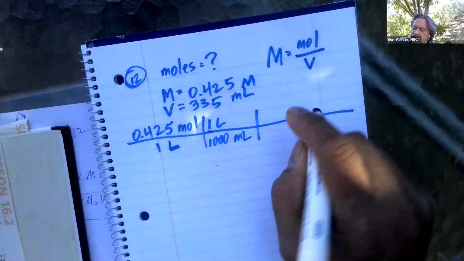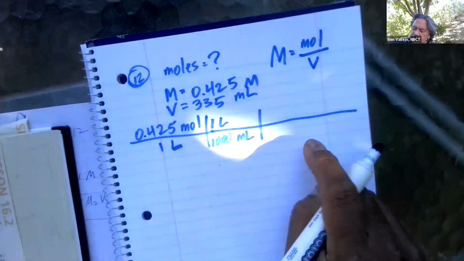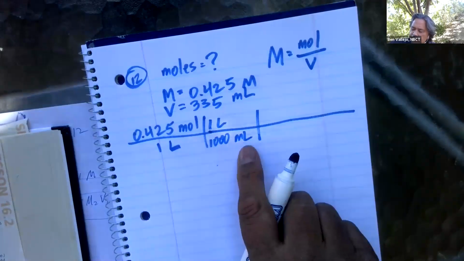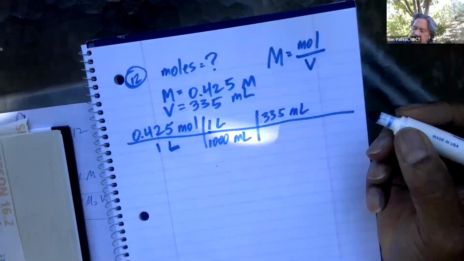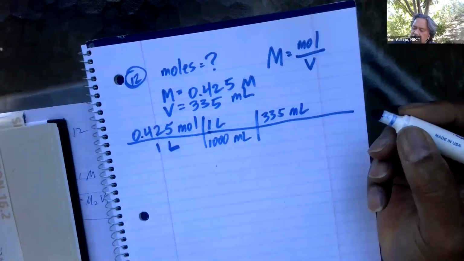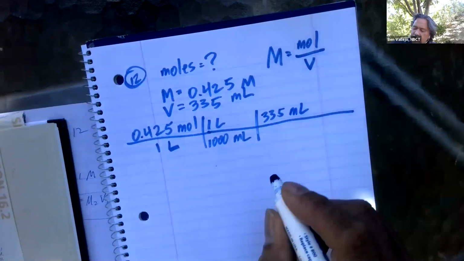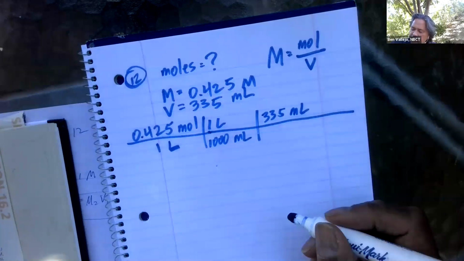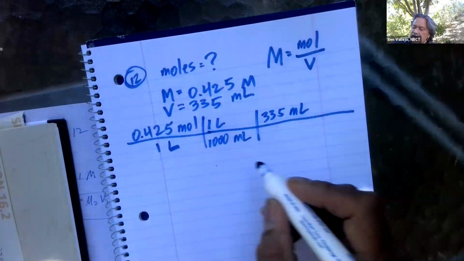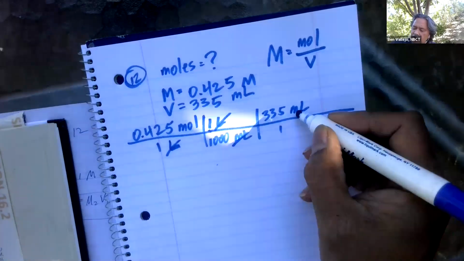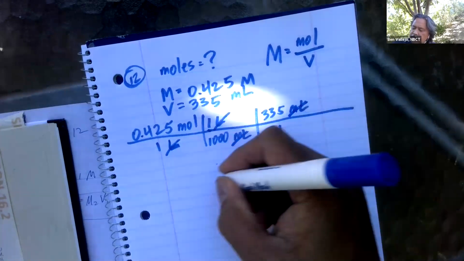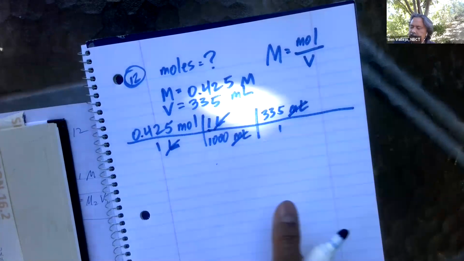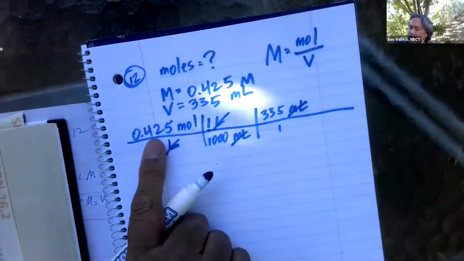And you need to be able to cancel out the milliliters, which is 335 milliliters, what was given to you. So if we take a look at what we're canceling, we have liters canceled, milliliters canceling, and then you have moles left over, which is what we want. So really what we did was multiply 0.425 times 335 and then divide that by 1,000. So let's do that.